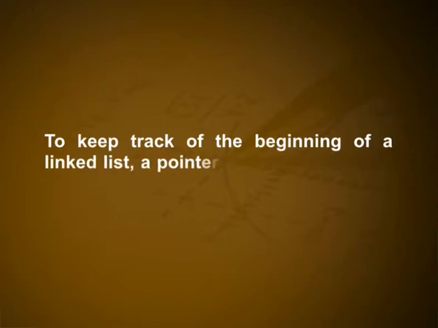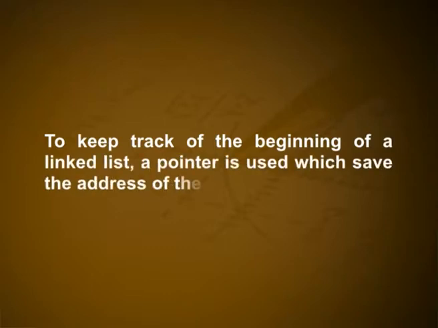To keep track of the beginning of a linked list, a pointer is used which saves the address of the first entry. Since this pointer points to the beginning or head of the list, it is called the head pointer. To mark the end of a linked list, we use a null pointer or nil pointer, which is a special bit pattern placed in the pointer cell of the last entry to indicate that no further entries are there in the list.